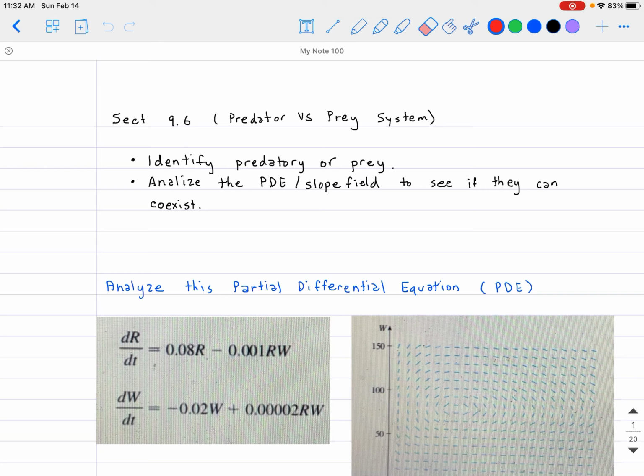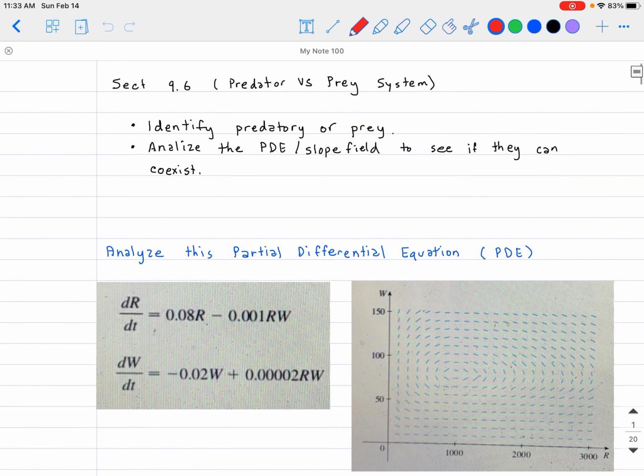But the important thing is we're not trying to solve these differential equations, but rather we want to be able to analyze them, so that we can translate what it means to somebody who may not be taking calculus or differential equations. So that's what this last section is about. We're going to look at something called the predator versus prey system, where we identify what's happening in the differential equation and then analyze it afterwards as best as we can.